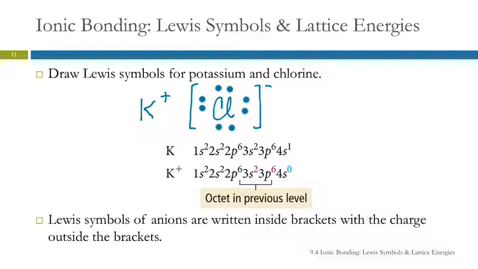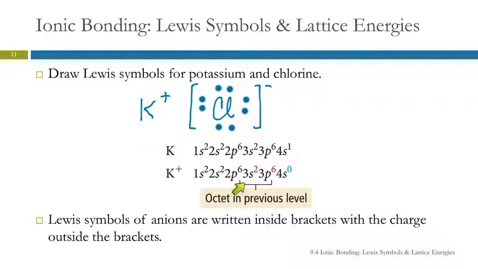Does potassium have an octet of electrons? Doesn't look like it, but it does. We can see from potassium's electron configuration what's going on. Here's potassium's electron configuration: 1s2, 2s2, 2p6, 3s2, 3p6, 4s1. When it loses an electron, it's going to lose that valence electron, this one right here. That one gets transferred to chlorine.